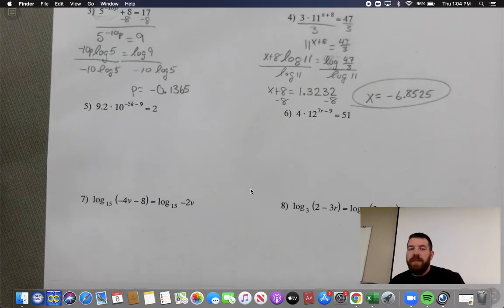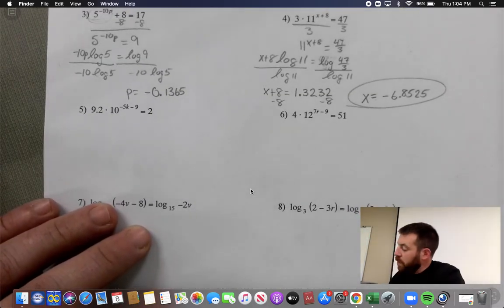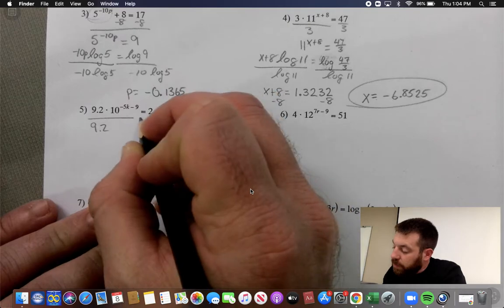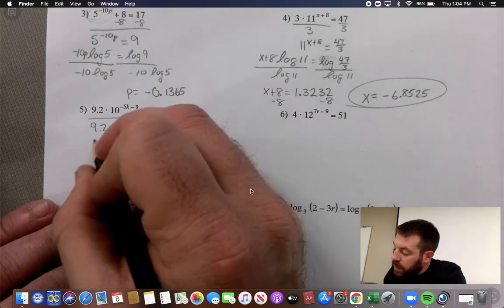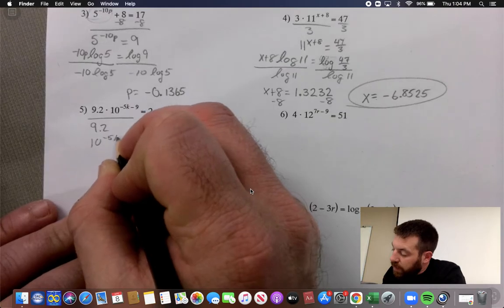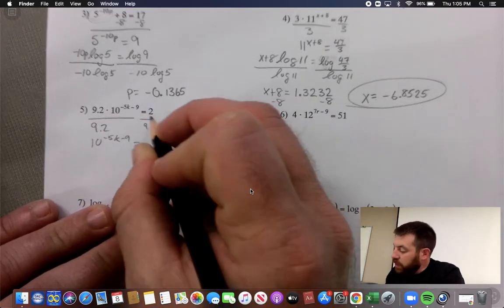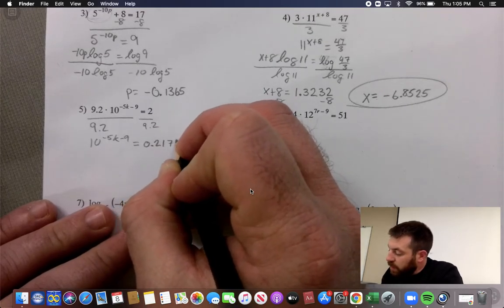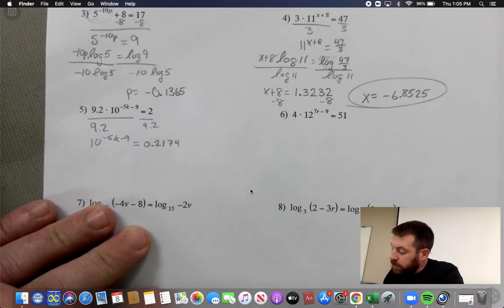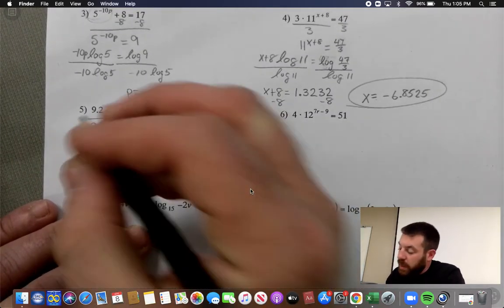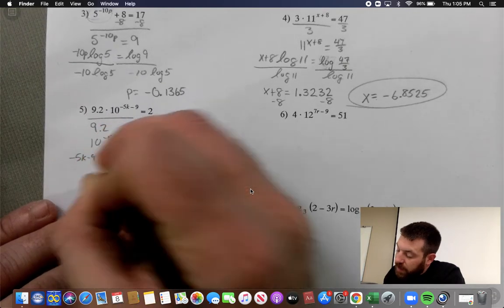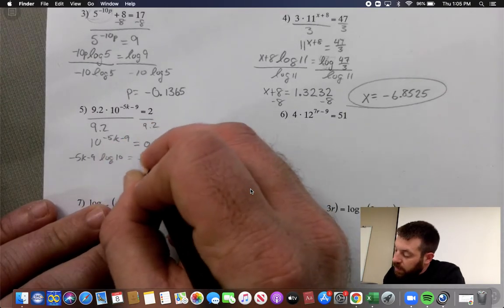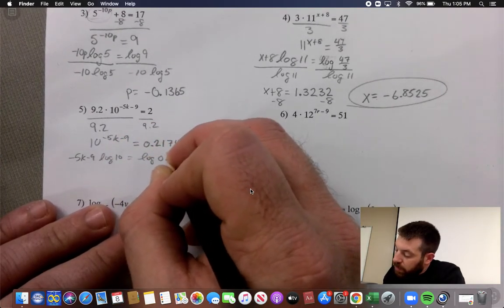Okay, number 5. The first thing that I want to do, I want to isolate this 10. So I'm going to divide by 9.2. Now I'm going to have 10 to the negative 5k minus 9 equals 2 divided by 9.2, which is 0.2174. So now we're going to log both sides. The negative 5k minus 9 comes out front. Log 10, log 0.2174.